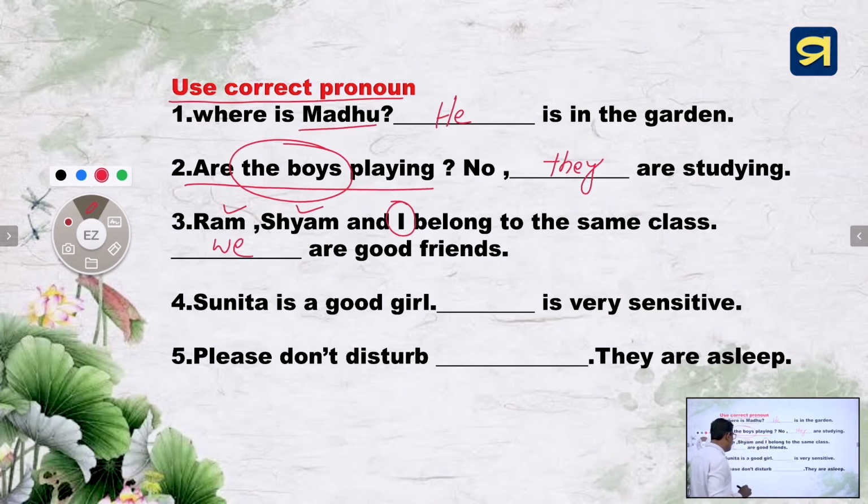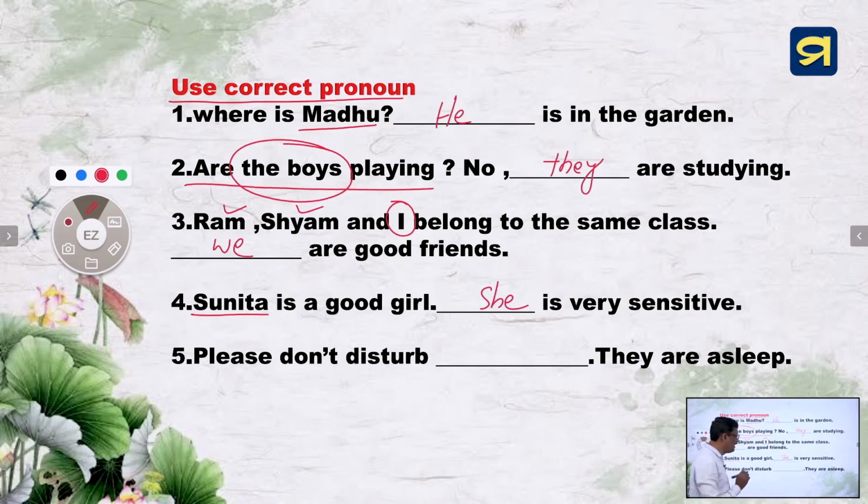Number 4. Sunita is a good girl. You mark it, Sunita is a feminine gender. She is very sensitive. So instead of Sunita, which pronoun is used? Very good. She. Because it is a feminine gender. So she is very sensitive.